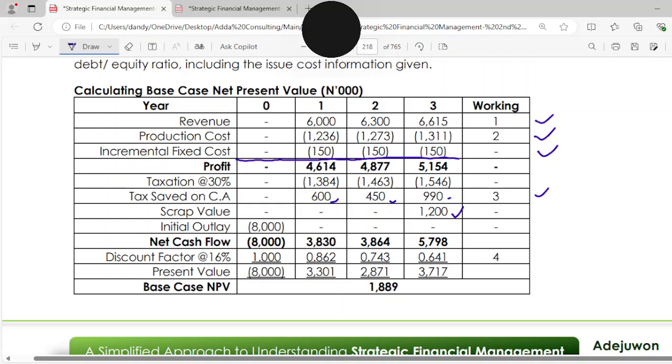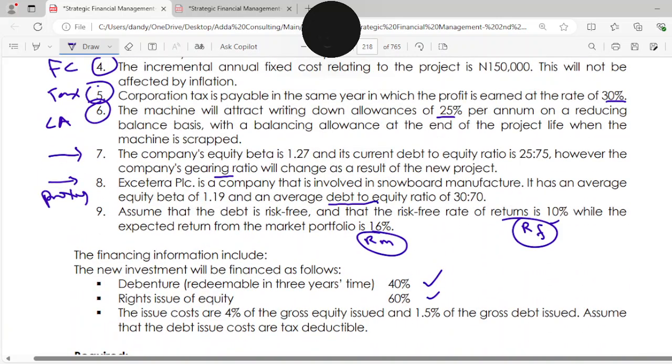The second step you are supposed to do now is to go and calculate the cost of equity ungeared. Now that I want to calculate the cost of equity ungeared, how do I do it? I will go to the question where I have information of a proxy company. That is information number 8. So we are told that Xterra PLC is a company that is involved in snowball manufacture. It has an average equity beta of 1.19. Because the examiner has given us equity beta of a proxy, we need to ungear the beta because we have debt equity proportion of 30%.